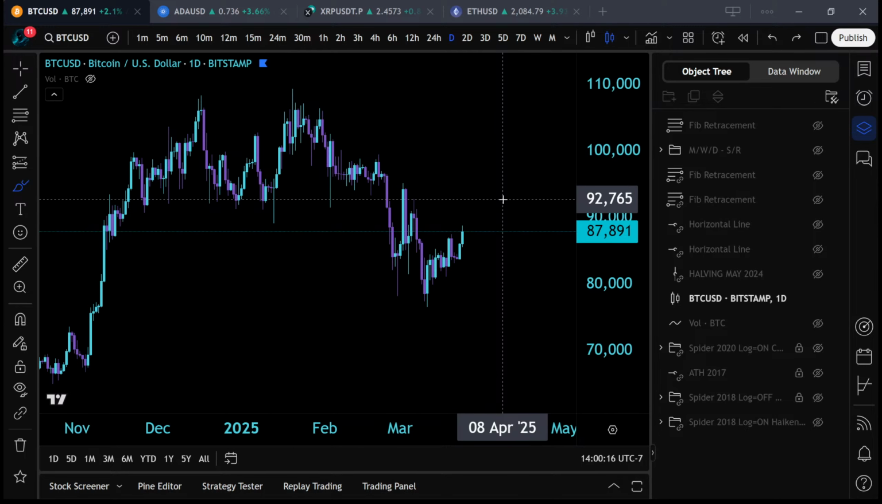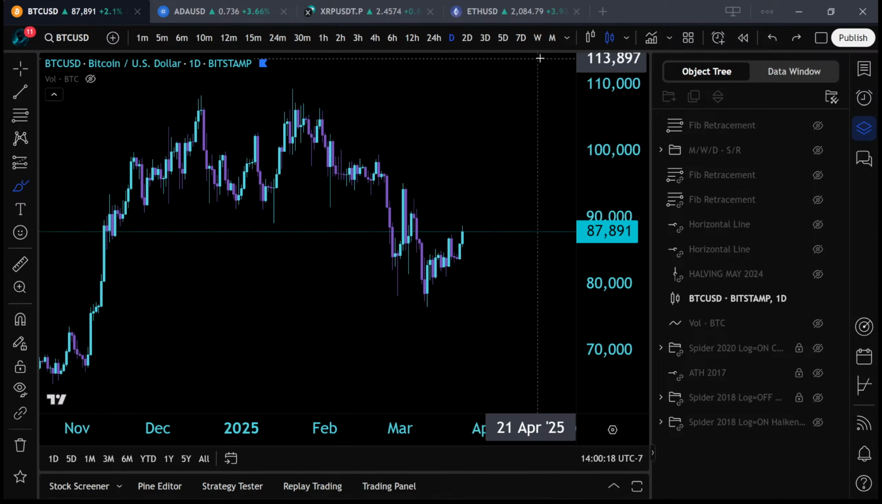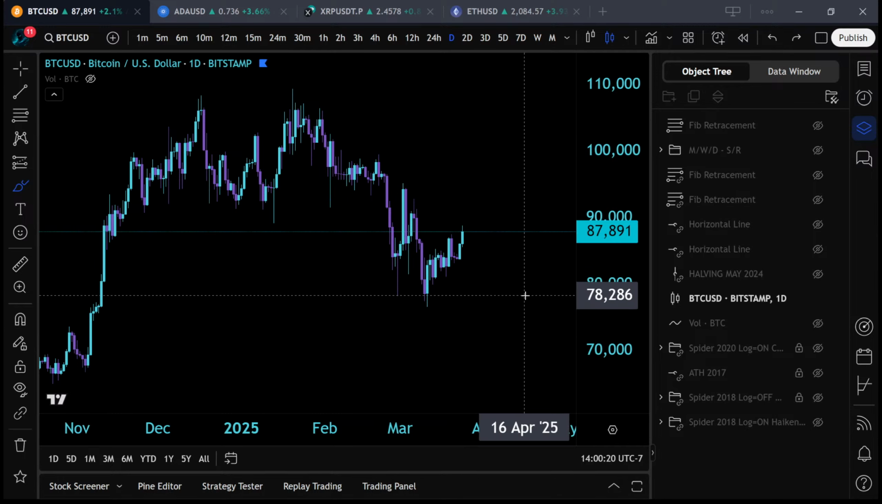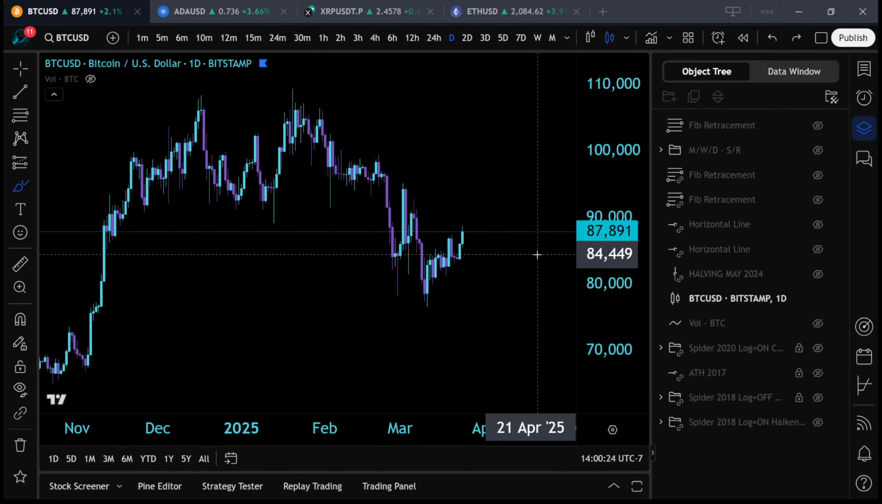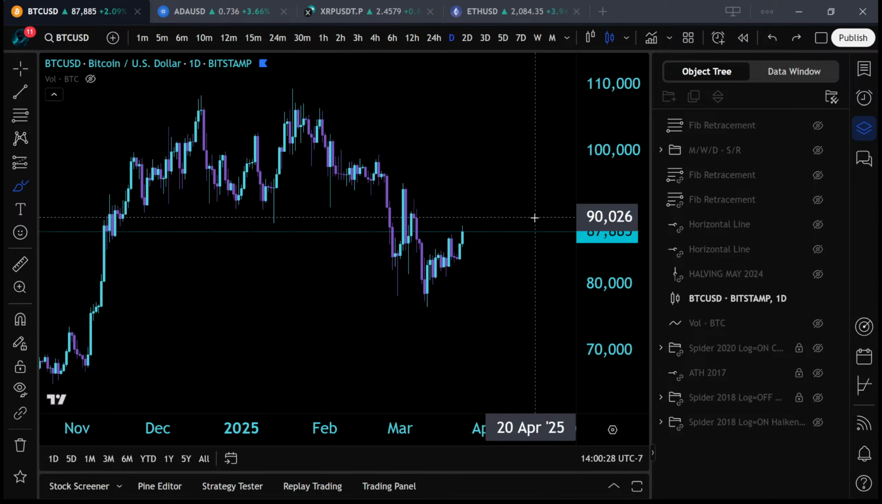And again, my estimation, if we do range from here and we don't get a big move upward or, God forbid, downward, I think the range is roughly going to be between 78K and 90K. That's just my thoughts. That's my firmly held opinion at this point. This could all change. But yeah, those are the levels I'm looking at.